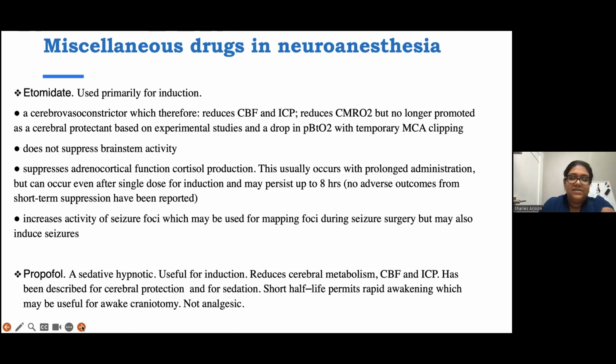It increases activity of seizure foci, which may be used for mapping foci during seizure surgery, but may also induce seizures. And propofol is used as a sedative hypnotic for induction, as we mentioned before, and it reduces cerebral metabolism, cerebral blood flow, and ICP. It has been described for cerebral protection and sedation. It has a short half-life, which permits rapid awakening, which could be useful in awake craniotomies, but it has no analgesic properties.